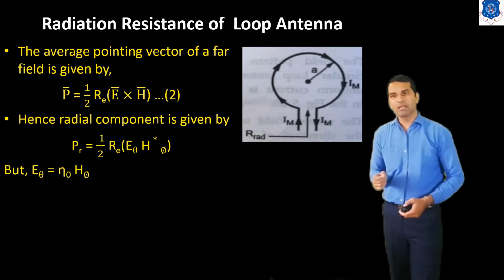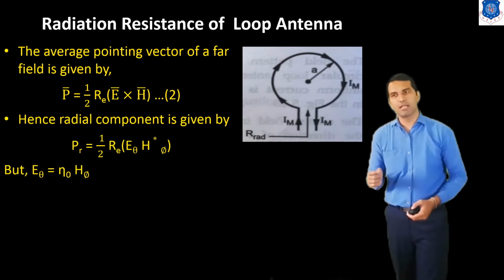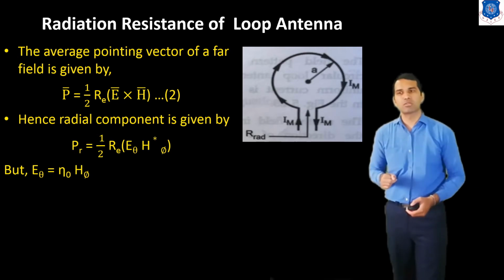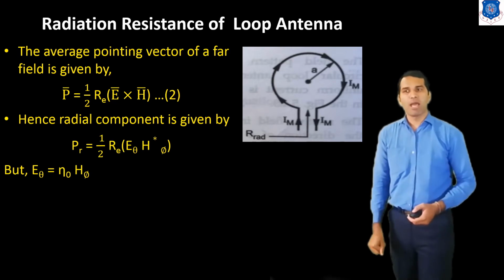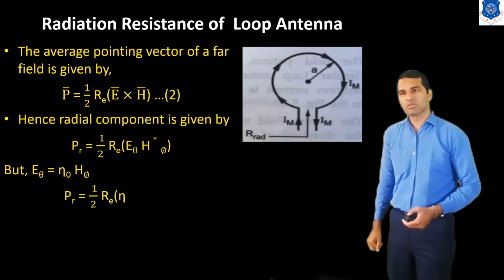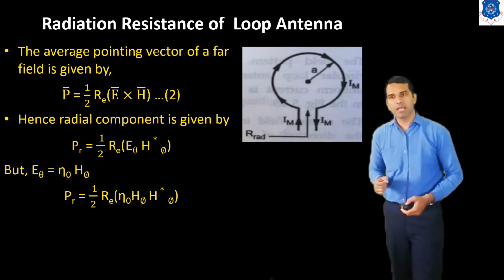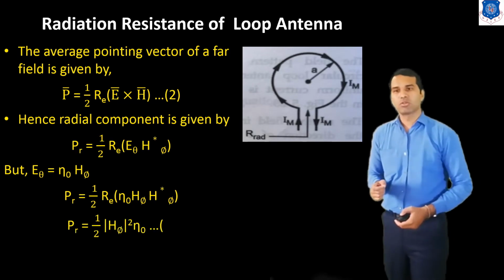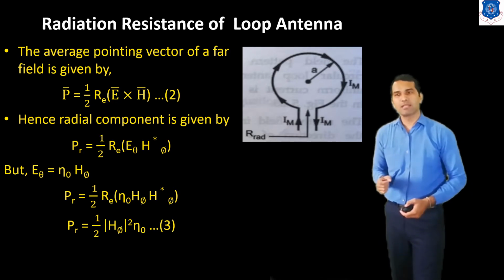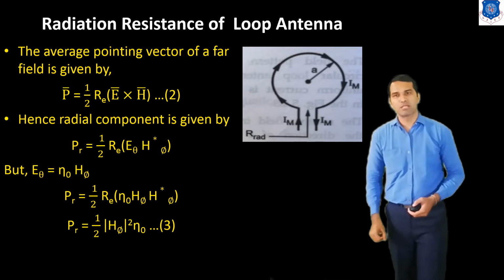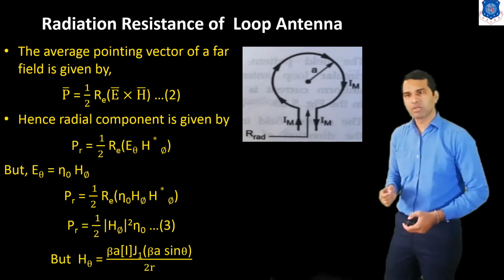But we know there is a relation between the E and H fields. That means E theta is equal to eta 0 into H phi. So we can write 1 by 2 real part of eta 0 H phi into H star phi. This is nothing but PR is equal to 1 by 2 H phi square into eta 0.